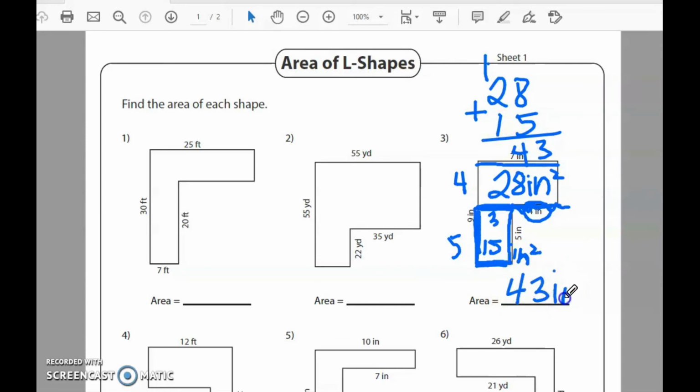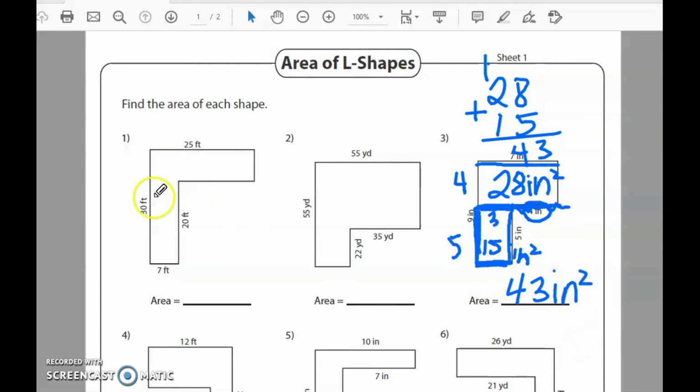inches squared. What you can imagine is that if you had all of the squares filled in, you would have 7 going this way and 4 rows of 7. That would be 28 of those little squares. Here you'd have 3 by 5. There would be 15 little squares. And if you were to count them all up, there would be 43 inches squared total.